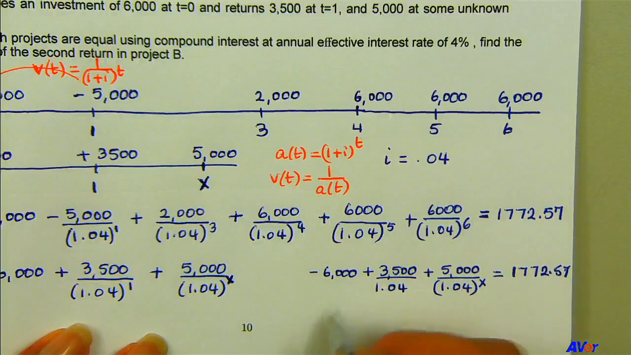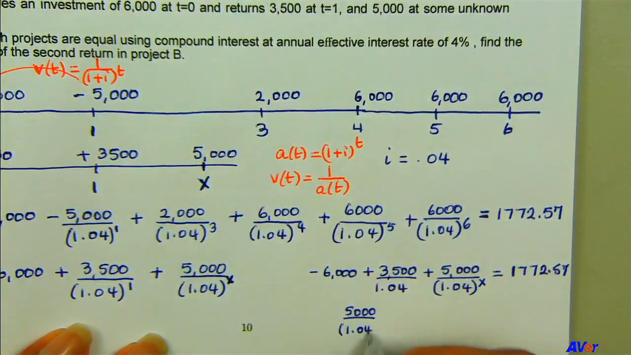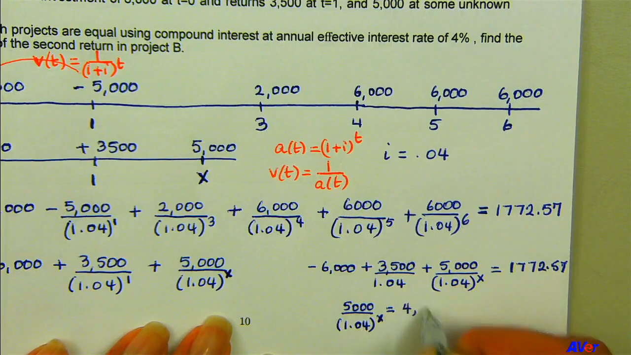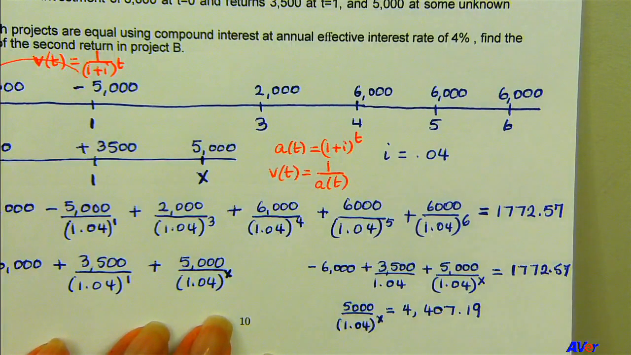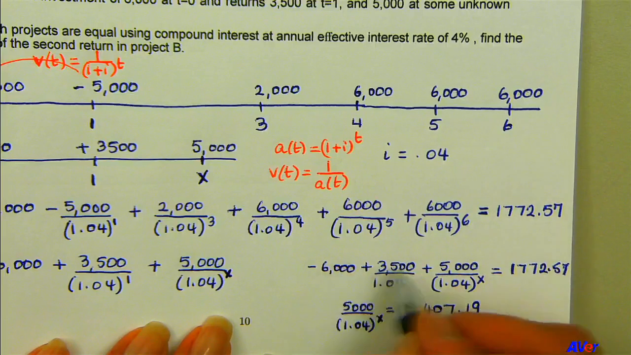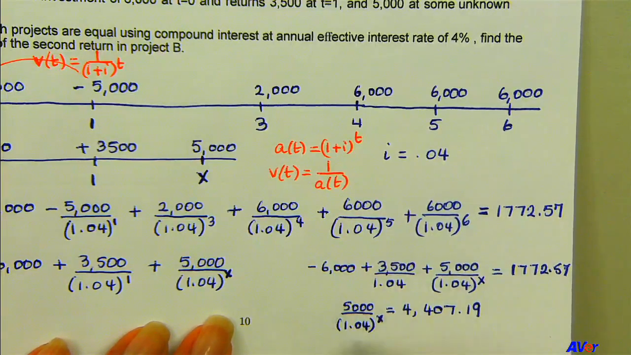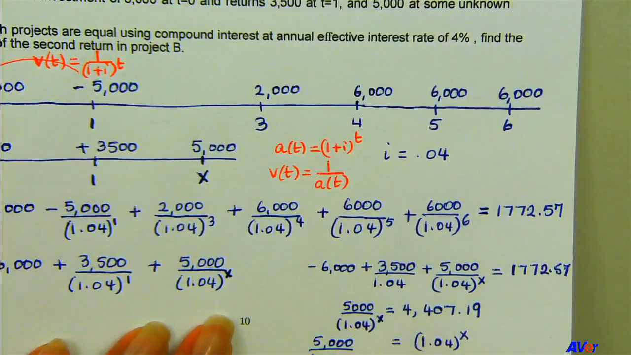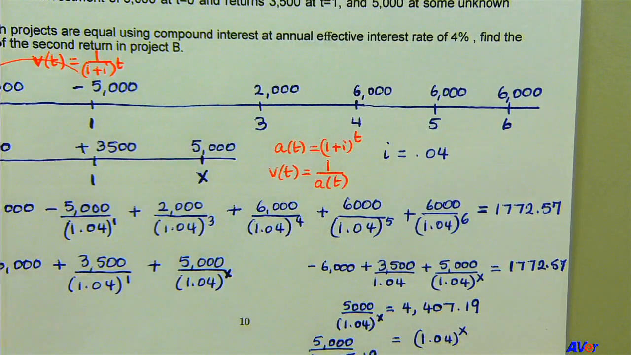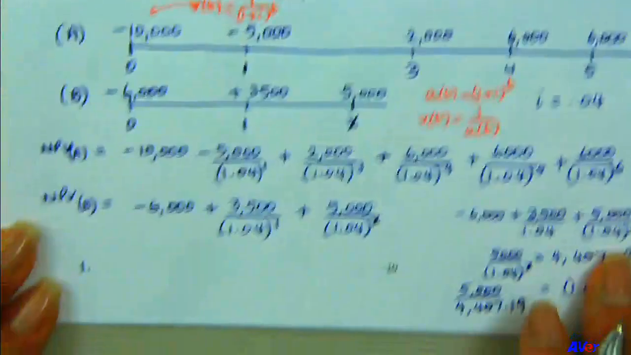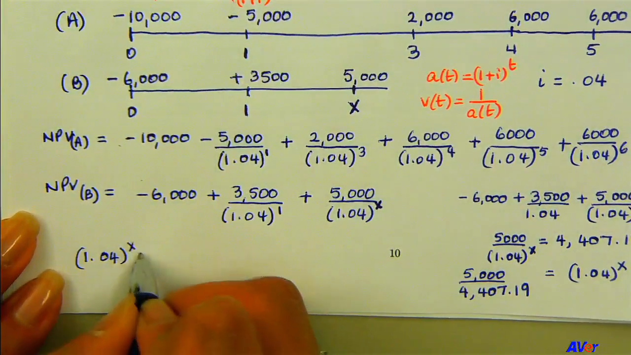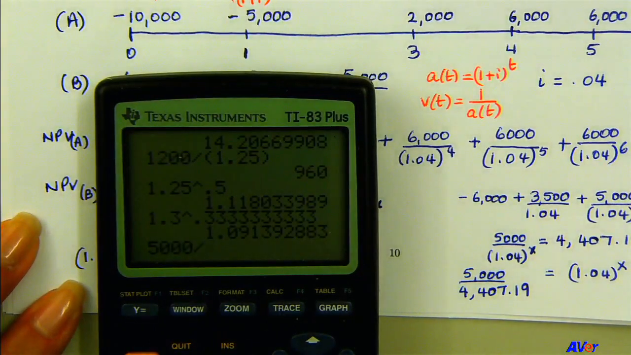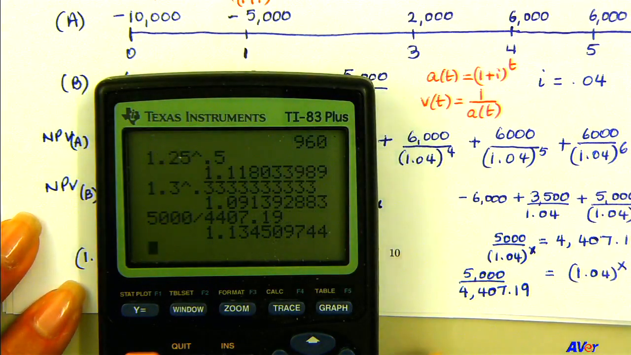That gives me 5,000 over 1.04 to the x equals 4,407.19. I brought these two terms to the right side. Therefore, 1.04 to the x equals 5,000 over 4,407.19. So I get 1.04 to the x power equals 5,000 divided by 4,407.19, which is 1.1345.